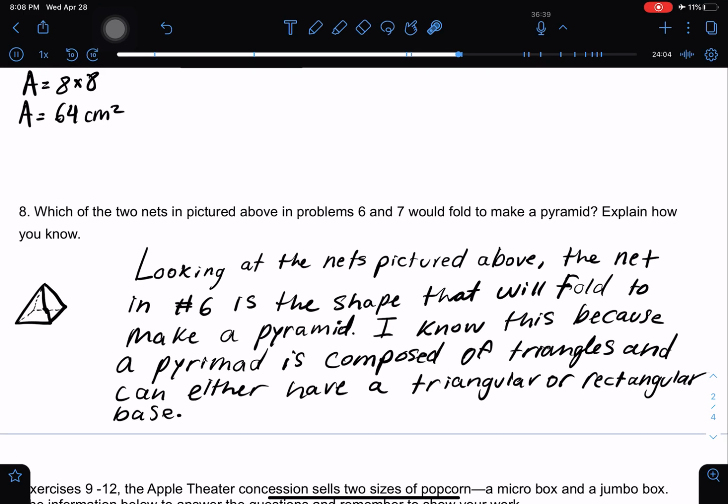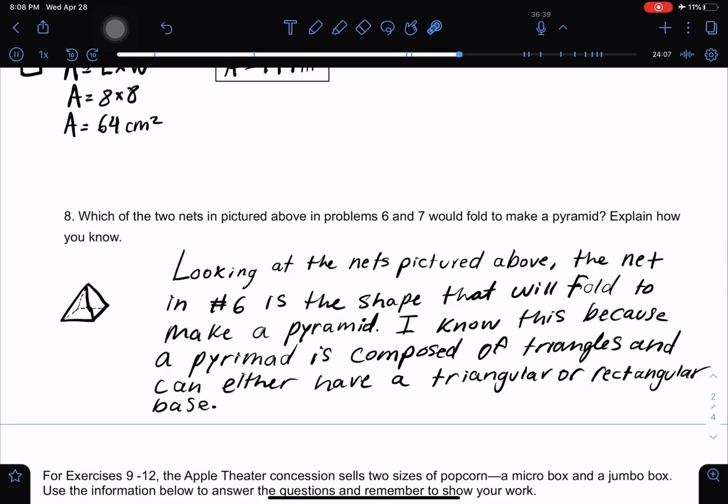Now, anything along those lines will be good as long as you are explaining, one, stating which one folds into the pyramid, and mentioning how pyramids are made up of triangles.